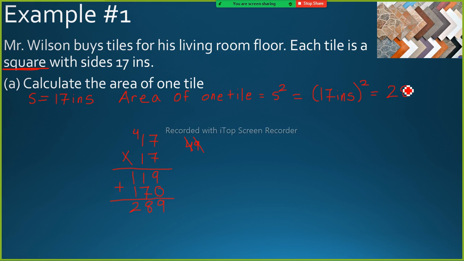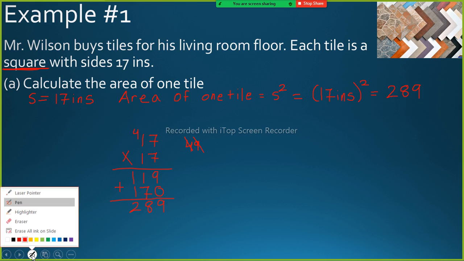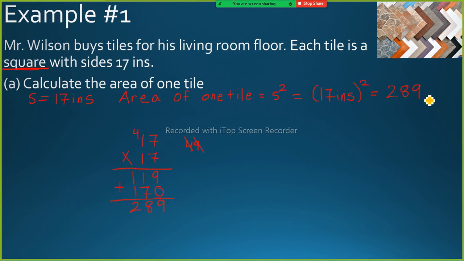So this is 289. Anyone else get that answer when you multiplied 17 by 17? I got that answer too. Yes, sir. Okay, good. So that's 17 times 17. But we are forgetting something. What are we forgetting? Square. Inches. Yeah, inches squared. So we have to do inches squared. That's also an important part of the answer. Okay, so that's how you figure out the area of that one tile.